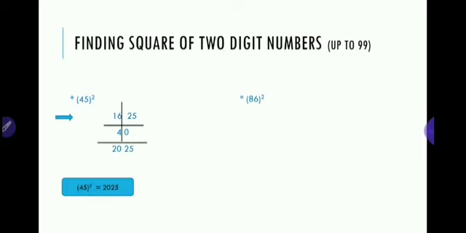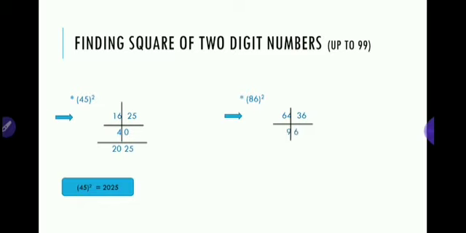So in that case, as usual, make the 4 quadrants. Write the squares of the individual digits, that is 8 square is 64, 6 square is 36. Below that you have to do one calculation in mind: 8 into 6 into 2, that is 96.